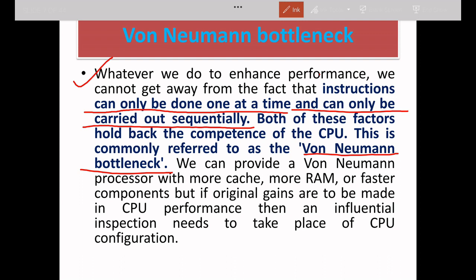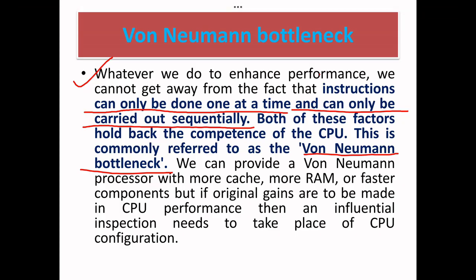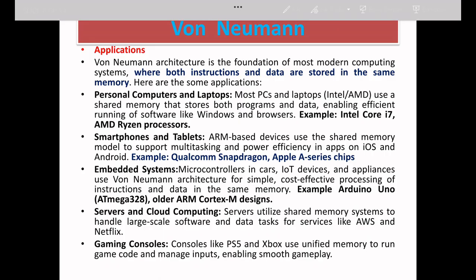We can provide a von Neumann processor with more cache, more RAM or a faster clock. Okay, it will work, but that is different. So this is the main meaning of this von Neumann bottleneck. Okay, what is the application?